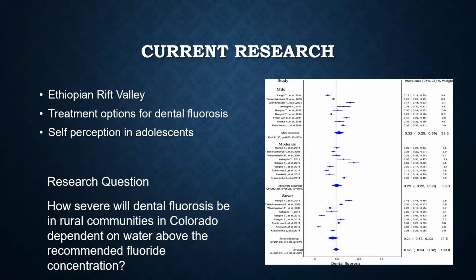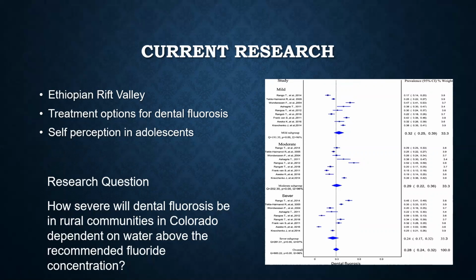There is, however, research in many third world countries dependent on groundwater, such as Ethiopia. In this study, it was found that individuals using the Rift Valley water were experiencing dental fluorosis. The same could be occurring in these rural communities, that they're exhibiting whatever degree of dental fluorosis, but we don't know that because there's that lack of literature available to us.